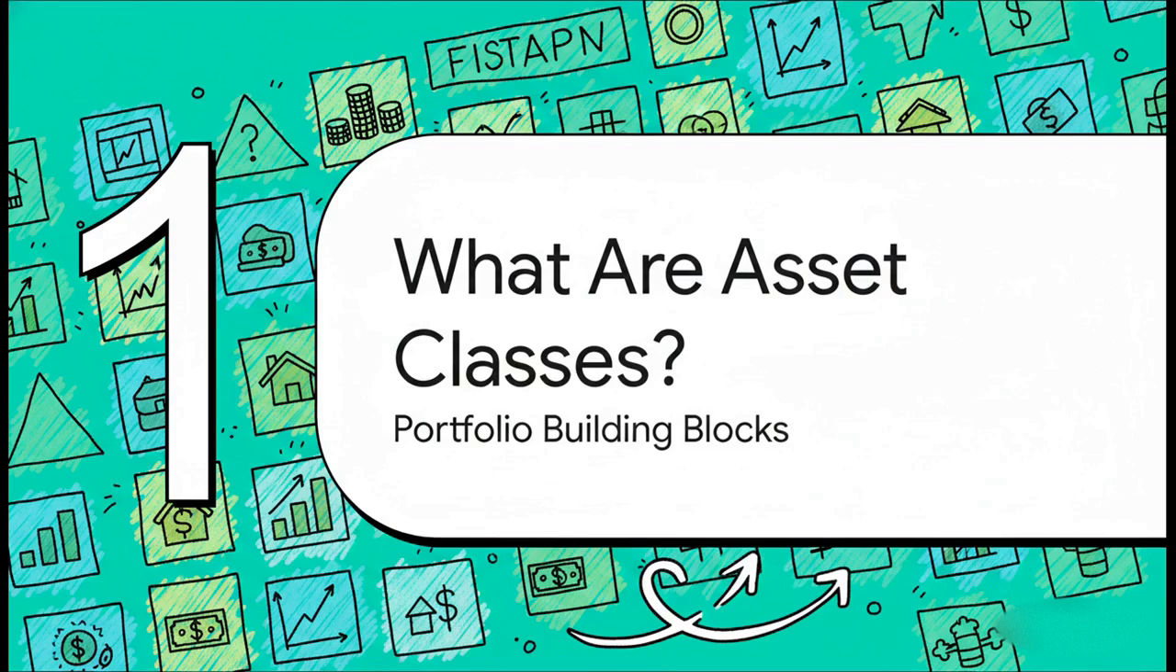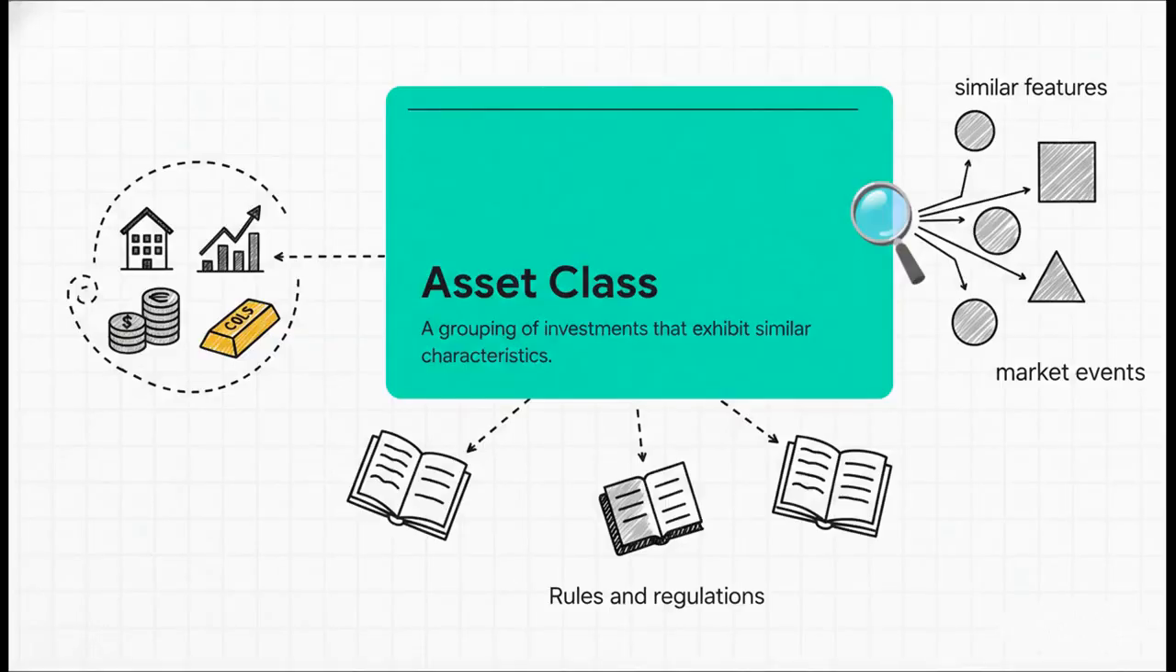So first things first, what exactly are these asset classes everyone talks about? Well, the easiest way to think about them is as the fundamental building blocks you use to construct your entire investment portfolio. So what's the official definition? It's actually pretty straightforward. An asset class is just a big group of investments that have similar characteristics. They tend to react in similar ways to economic news, they're governed by similar rules, and they generally move together in the market.